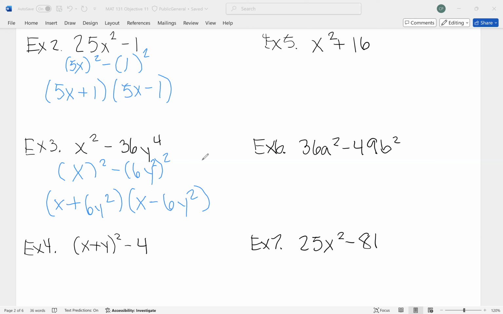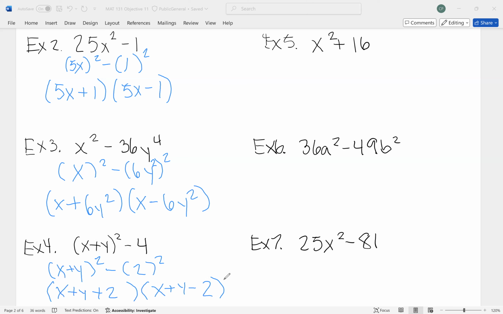If we look at example 4, we have x plus y squared. So that means that we already see that all of that is being squared. Then for the 4, we know that that is going to be 2 squared, okay? Now we have to write both of them out. So we got x plus y plus 2 and x plus y minus 2, okay?